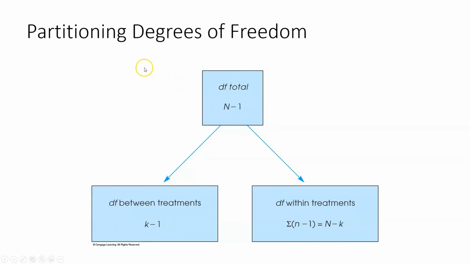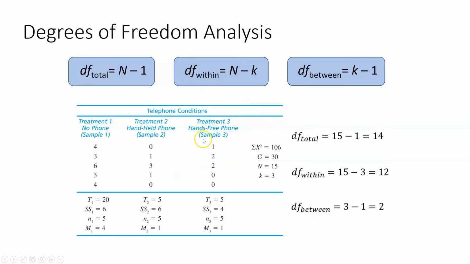Alright, the next thing that we need to do is partition the degrees of freedom. You take the degrees of freedom total by computing big N minus 1. The degrees of freedom between treatments are k minus 1, the number of conditions minus 1. And the degrees of freedom within treatments is the sum of the n for each group minus 1. You can also compute big N minus k, and it gives you the same thing. But to me it makes better sense to do the sum of the n for each group minus 1 in each of those cases. I'll show you both in the next slide.